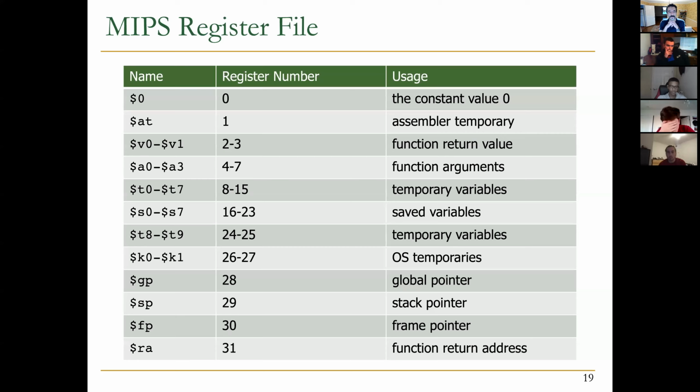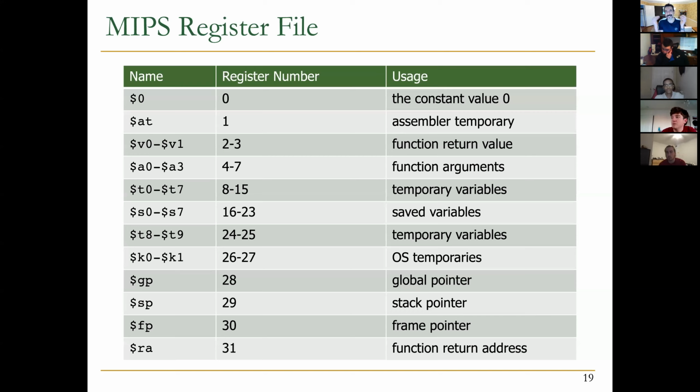V0, V1, you use it for function return value. When you write a function in assembly, you use these for returning the value from a function. For writing a function, you again need some arguments. You use A0 to A3 for function arguments.